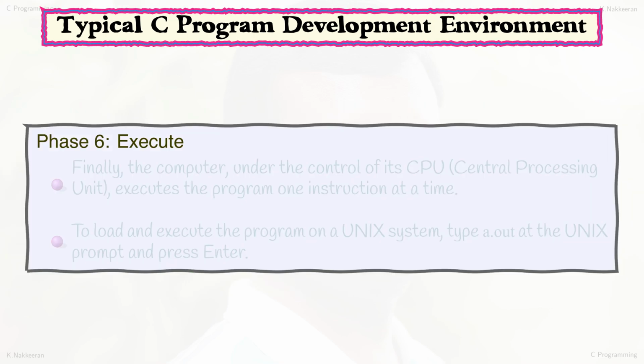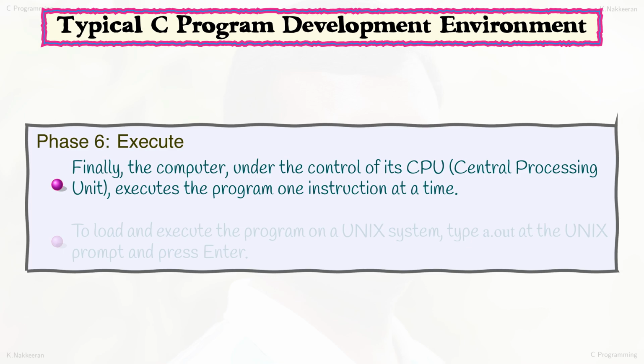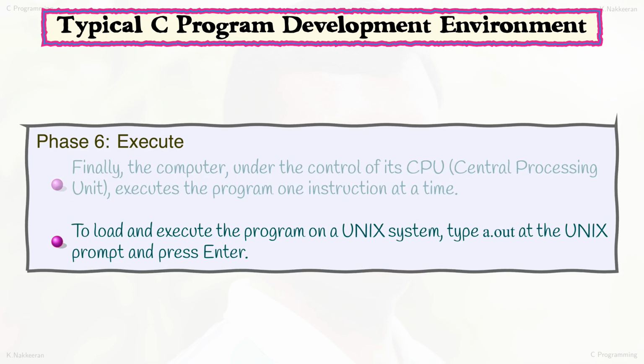The final phase in the C program development environment is the execute. Finally, the computer, under the control of its CPU, executes the program one instruction at a time. To load and execute the program on a Unix system, type a.out at the Unix prompt and press enter.